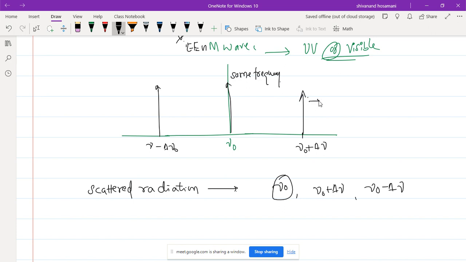This frequency having more value is nothing but higher. When the frequency is higher, the wave number is also higher. Nu bar is directly proportional to nu, because nu is equal to c by lambda, and nu can be written as c nu bar. Therefore nu and nu bar are the same in this sense. Therefore this is nothing but higher wave number. And in this case, one is lower wave number.